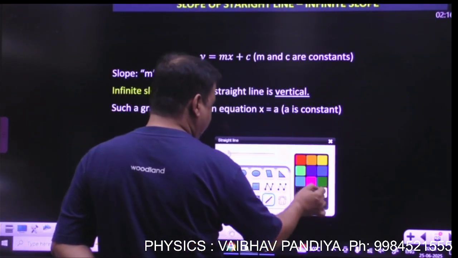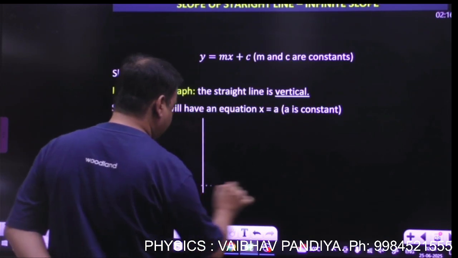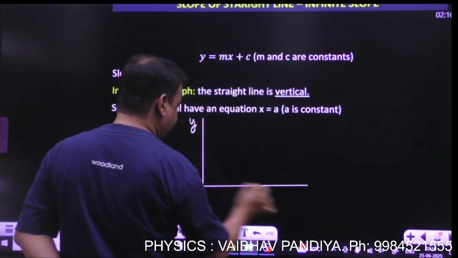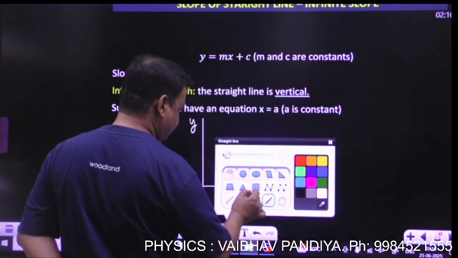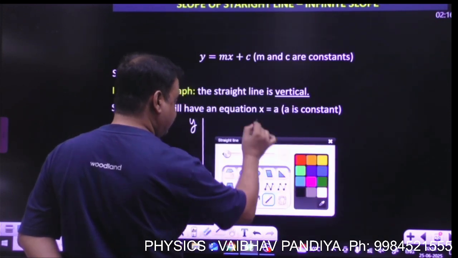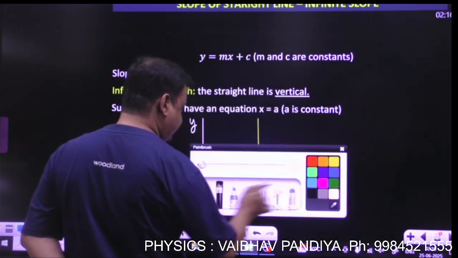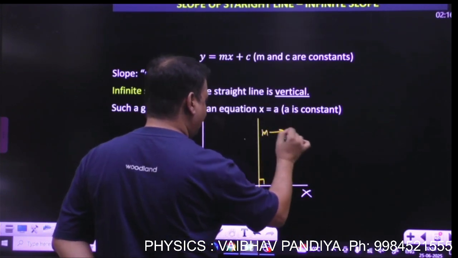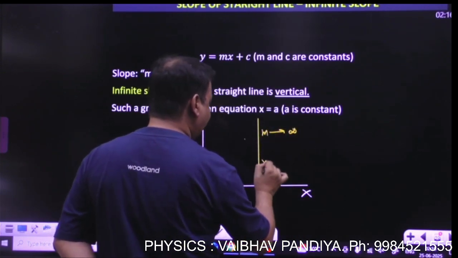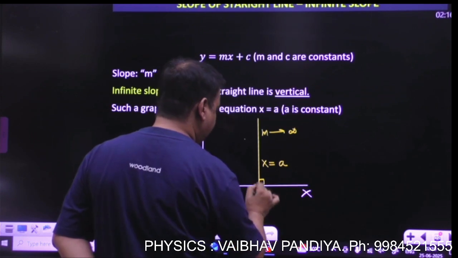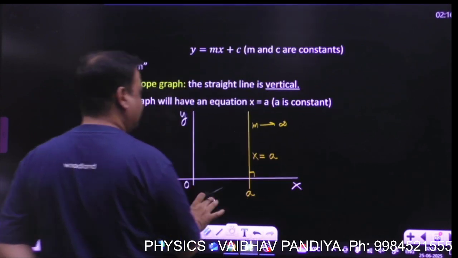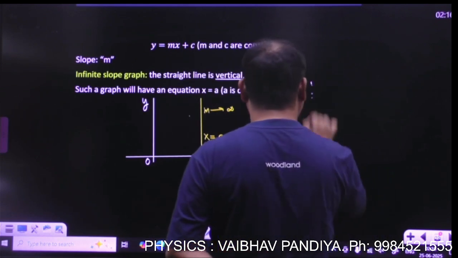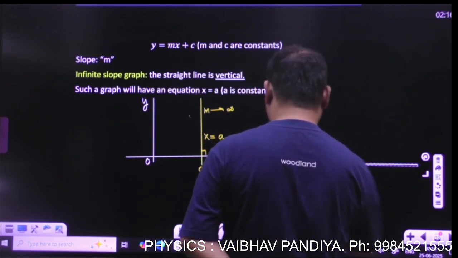So when you will have infinite slope in the graph, your angle will approach 90 degrees, correct? Because tan 90 approaches infinity. So the straight line will be vertical, something like this. So for this, slope is what? Infinity. And the equation would be x is equal to a, a line passing through a. So with an equation like this, you will get a straight line with infinite slope.